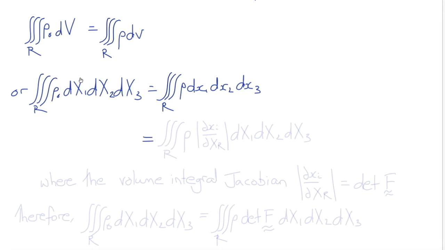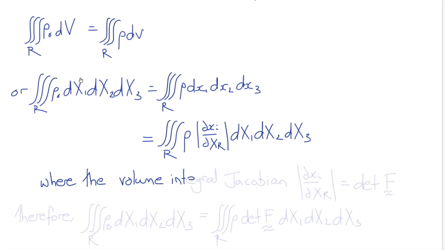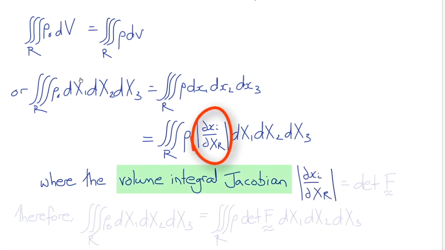Now we need to convert deformed coordinates to undeformed coordinates in our integral. And the way we do that is to use the partial derivatives in a chain rule, ∂x_i/∂X_R. In fact, the expression that you get if you derive the conversion from dx1, dx2, and dx3 to dX1, dX2, dX3 is the determinant of ∂x_i/∂X_R. And that's known as the volume integral Jacobian. And as you can see, it's equal to the determinant of the deformation gradient.